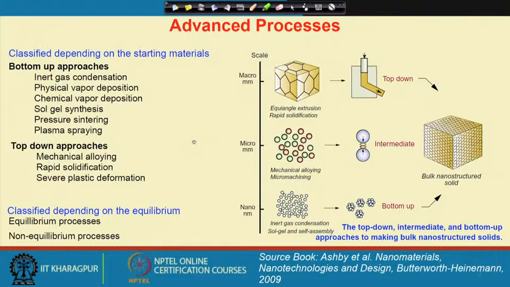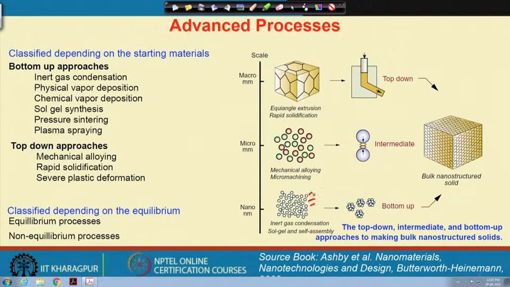So, all these advanced processes can be classified depending on the starting materials. What I mean is that we can start with atoms, and those atoms can keep on joining together to make and grow to a larger length scale. So, from an atomic scale we go to nanoscale, to an ultrafine scale, and then to a micrometer scale, and keep on growing so that it can reach a certain length scale of its application.